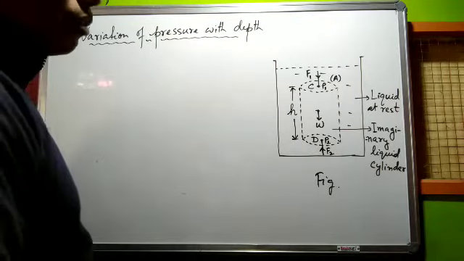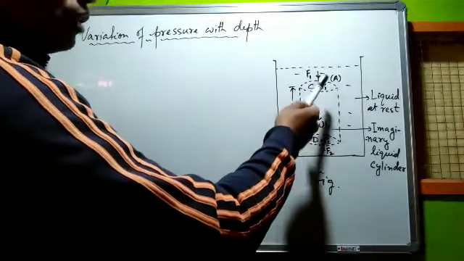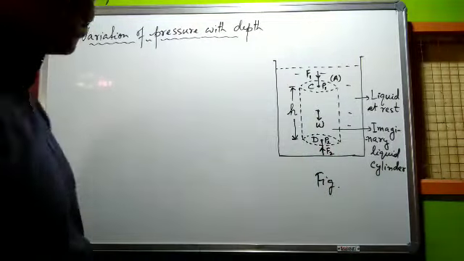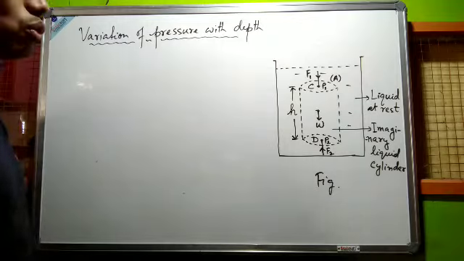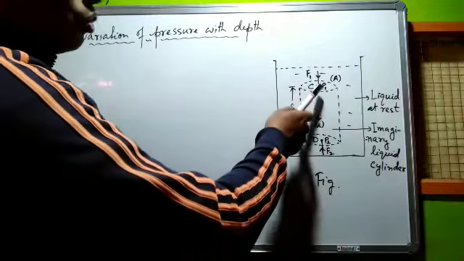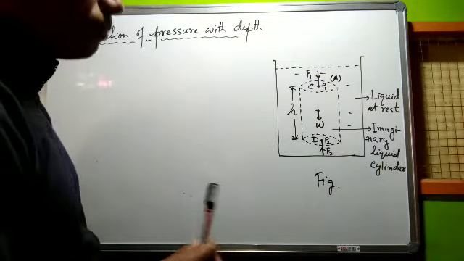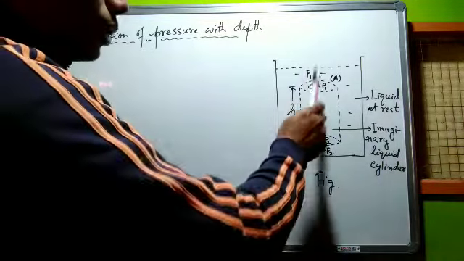So we have to find out the pressure difference, that is, P2 minus P1. So in order to find out the pressure difference between the two points C and D, we have to imagine a liquid cylinder.